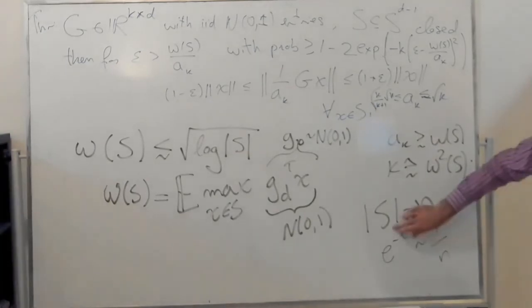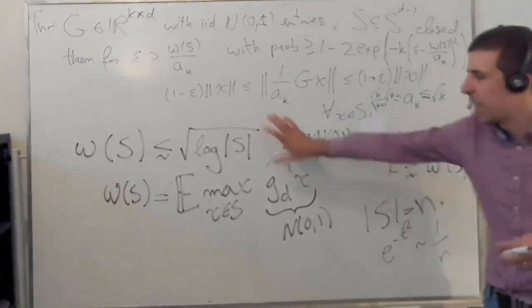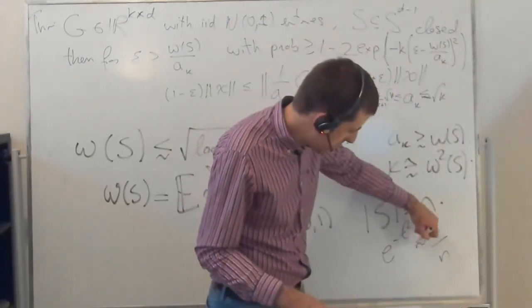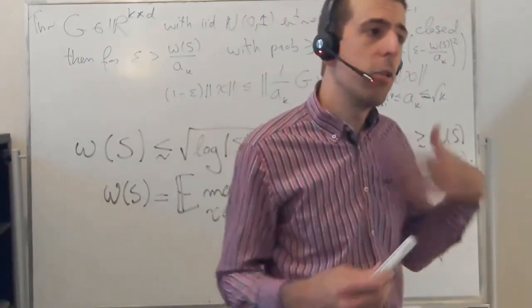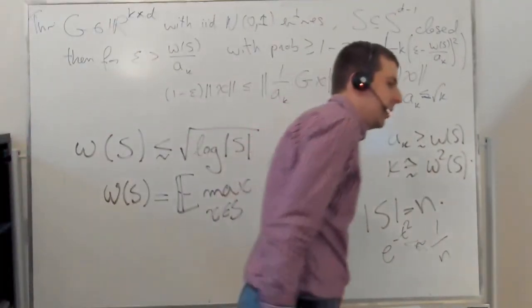And so I need the t squared to look something like log n. And so I need t to look something like square root log n, right? So if t is much bigger than square root log n, then this will be much, much smaller than 1 over n. And so when I pick n Gaussians, no Gaussian will ever be bigger than square root log n, times some constant.